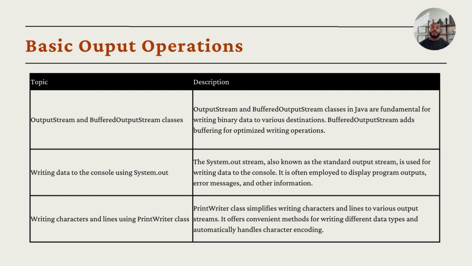Moving on to the console output, we have the System.out stream, which is the standard output stream in Java. It plays a vital role in displaying program outputs, error messages, and other relevant information on the console. Programmers commonly use this stream to communicate with users through command line interfaces.